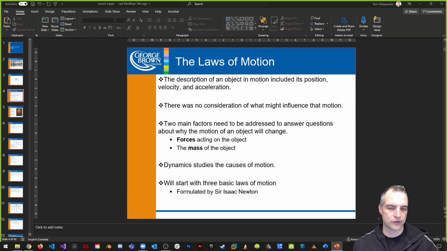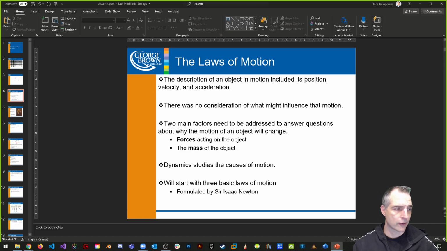Okay, so two main factors are the things that we're going to be looking at from this point on. One of them is forces that are acting on an object, and the other is the mass of an object. All right, so forces and mass are required when we talk about the laws of motion, and I'm talking about the Newtonian laws of motion.